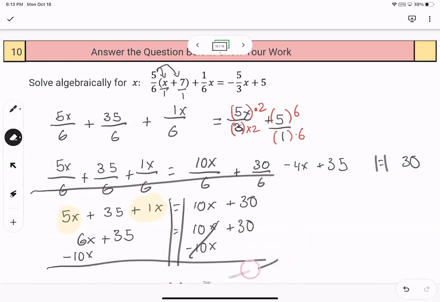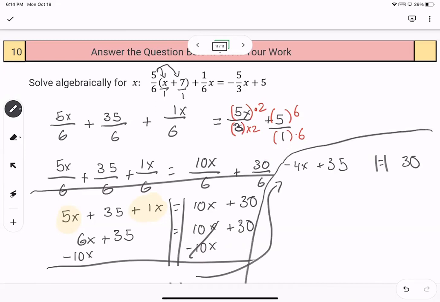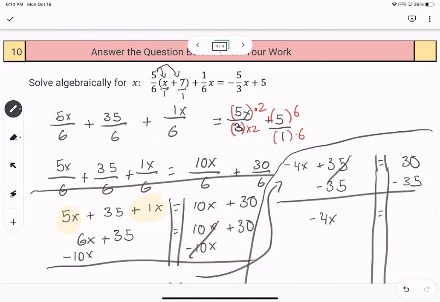So we're picking it up over here. Draw these lines down. So now we're going to subtract 35 from both sides because we want all the constants together. This gives us negative 4x is equal to negative 5. Divide by negative 4 on both sides because we want x by itself. And now we have x is equal to negative 5 over negative 4. That's a negative divided by a negative, so this is 5 over 4.